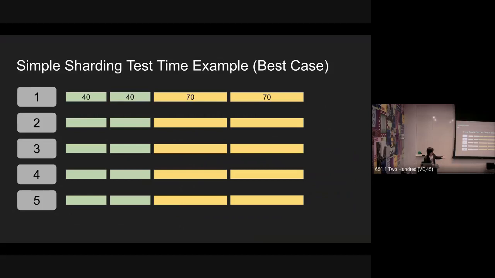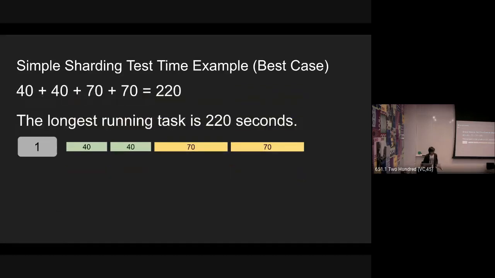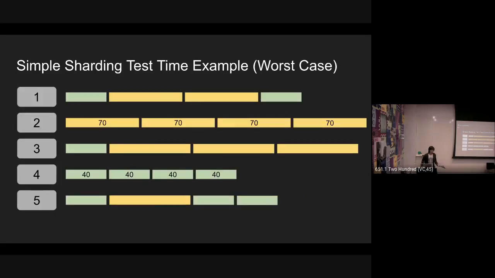If you look at this, this is the best case scenario where the tests get distributed, at least time-wise balanced, across all 5 machines. And because we're testing in parallel, we care about which one takes the longest. Fortunately, in this case, all of them take around the same time. This is about as fast as it can go. So doing the math for that, it's 40 plus 40 plus 70 plus 70, which comes out to 220 seconds. That's the time that it's going to take for your test suite to finish running. Now, what about the worst case scenario?